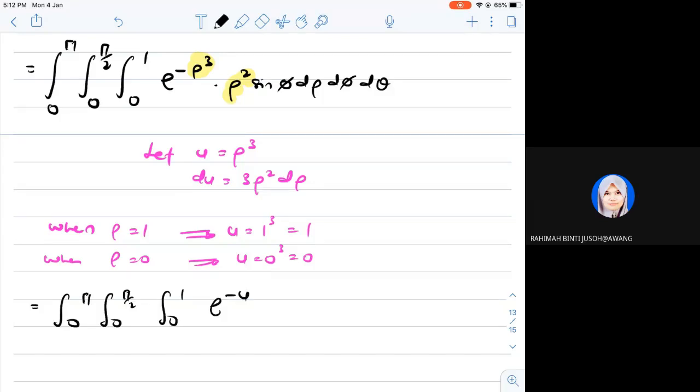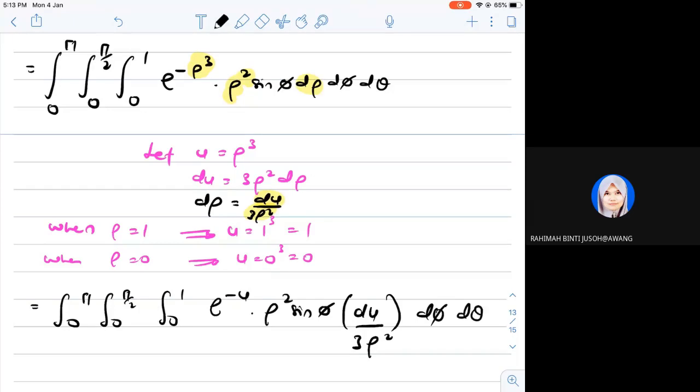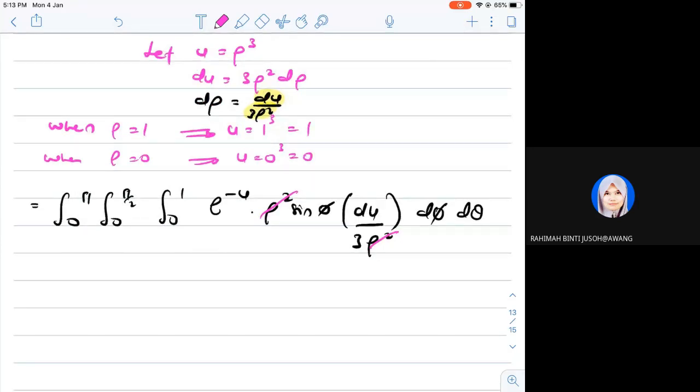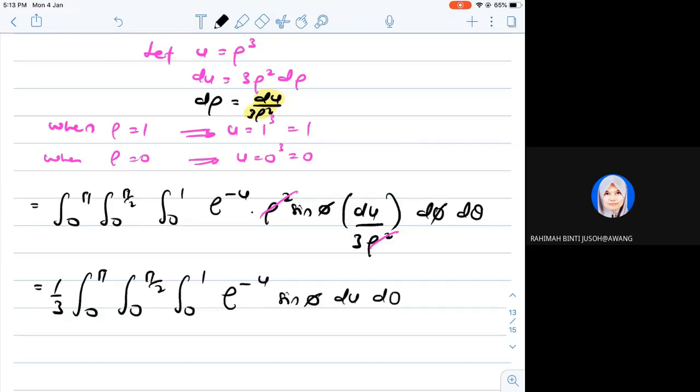Ni. Macam mana ni? From here, d rho pula. d rho equals to du over 3 rho squared, isn't it? So, darab dengan rho squared sin phi d rho ni equals to du over 3 rho squared. Macam tu. d phi d theta. Okay, so we can cancel this rho squared dengan rho squared ni. So jadi 1 per 3 lah, 1 over 3. Alright. So we will have, okay, 1 over 3 can be taken out. 1 over 3. So 0 until pi, 0 until pi over 2, 0 until 1, exponent negative u sine phi du d phi d theta.